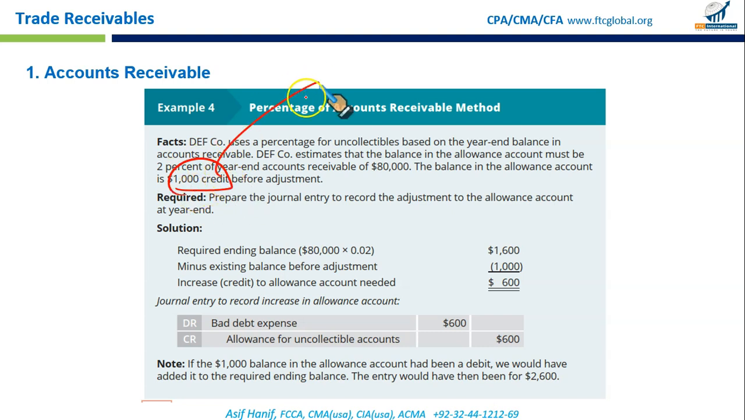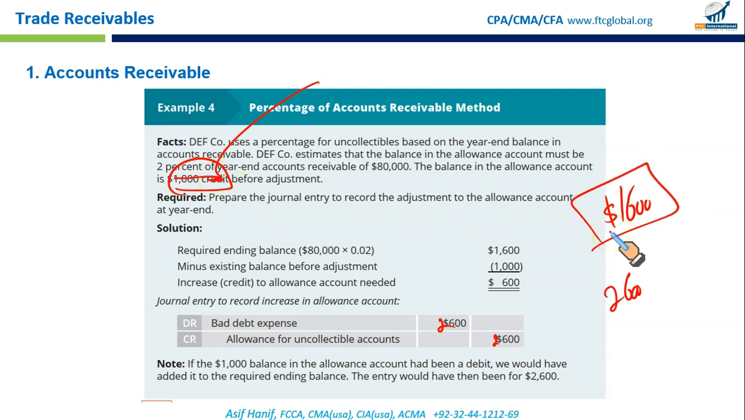If there is a debit balance in allowance, we want our allowance to have $1,600 balance. So in that case, first we need to remove this $1,000 debit and bring the balance to $1,600. So we are going to credit the allowance with $2,600. This way, this $2,600 credit will eliminate this $1,000 debit and restore the balance of $1,600. That's what we want as 2% of our receivables. So that's a very important point to be noted.